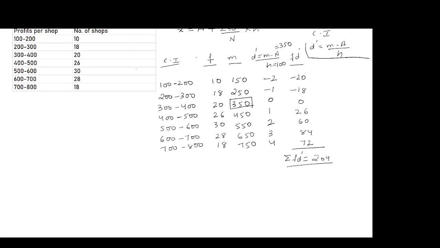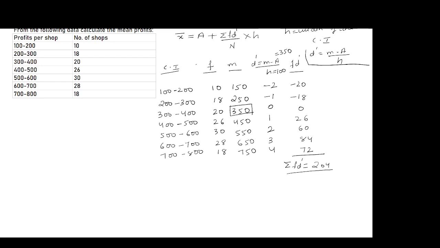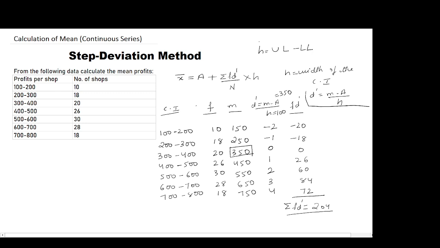I'll explain the problem once again. Class interval as well as frequency is already given in the question. We have written down as it is. Next we have to find the midpoint of class interval, that is upper limit plus lower limit divided by 2. We will get these midpoint values. Now find d dash by subtracting the assumed mean from the midpoint, that is m minus a divided by h. H is the width of the class interval, calculated by taking the difference between upper limit and lower limit of the class interval. So we got it as 100.